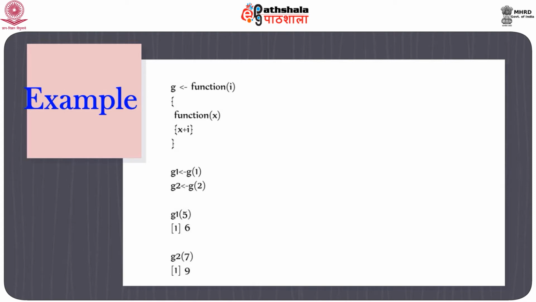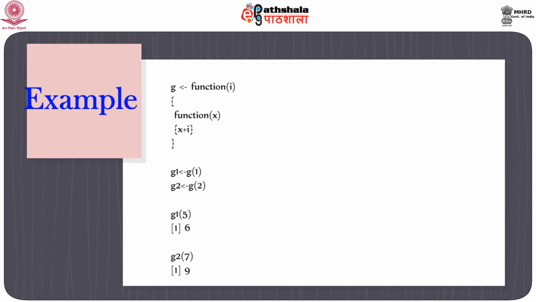So what is this? Let us write g1 as g of 1 and, following the similar fashion, define g2, g3 and so on. Now if we write down g1 of 5, then we will be having 6, and so here actually 5 is added up with 1 and we are getting 6. Similarly, g2 of 7 will result in 9 as 2 is added up with 7.